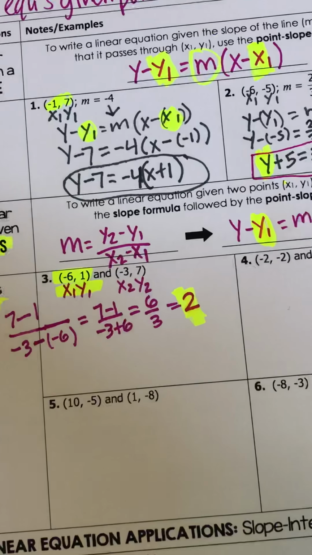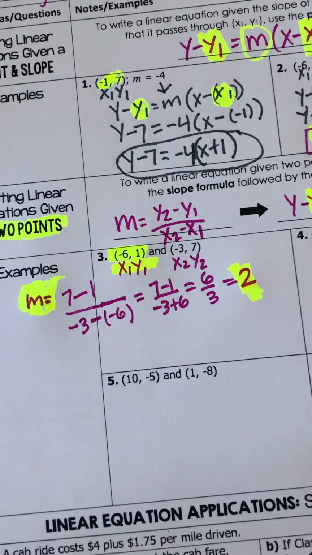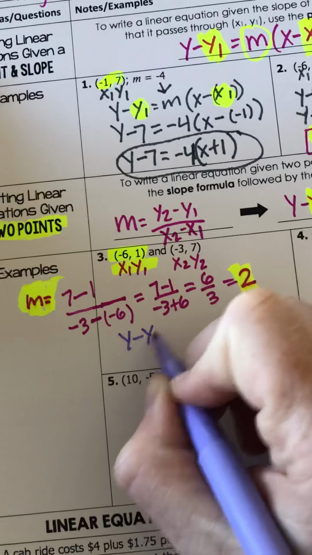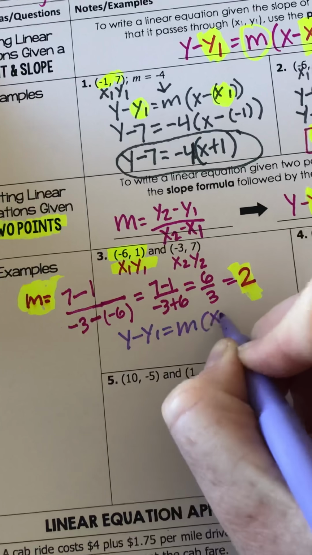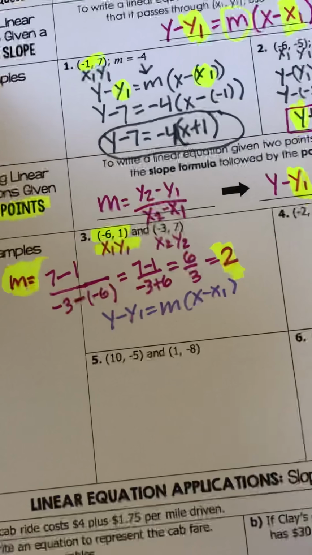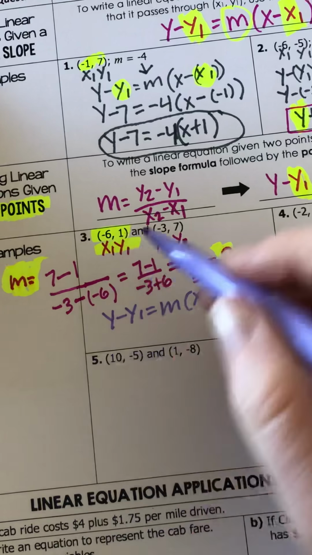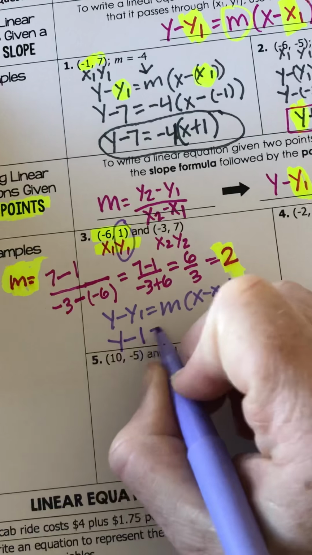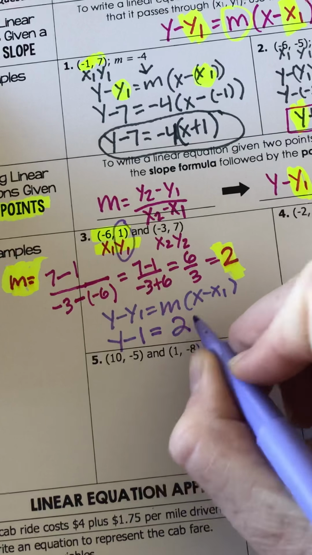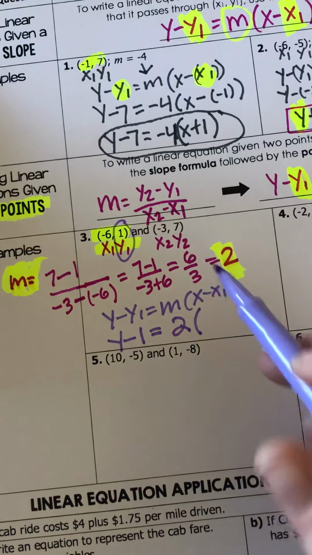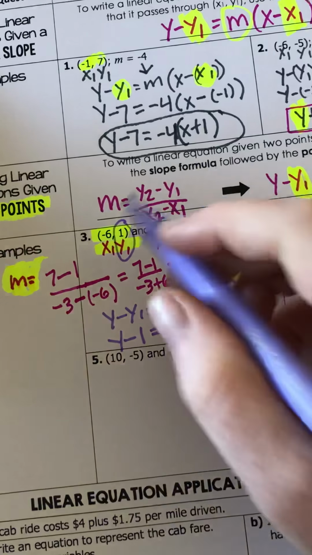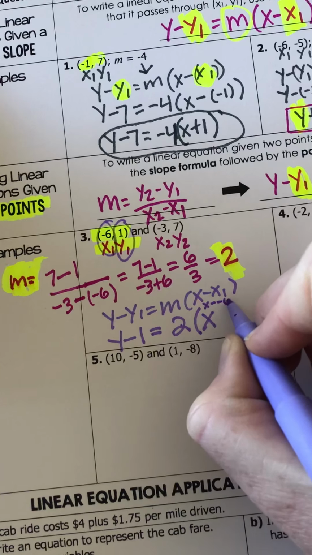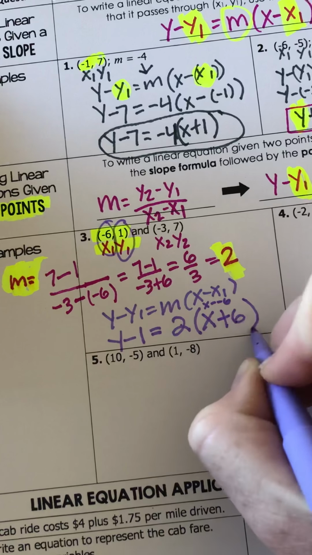So I'm gonna now do my point and my slope form, which is y minus y1 equals m times x minus x1. Okay, and so y minus y1 was 1. So now I'm at y minus 1 equals, and we solved for m, we got 2. Okay, and then x minus x1 would be x minus negative 6, which is plus 6. Okay?